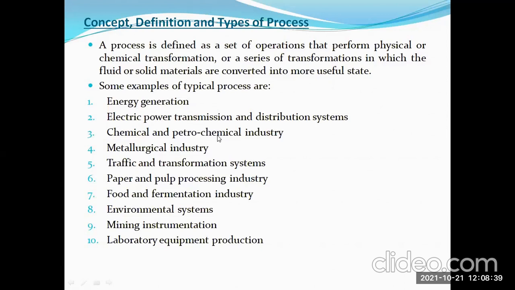So we have to generate or manufacture different types of petrochemical products. So these are basically examples of a process plant or instrumentation plant.